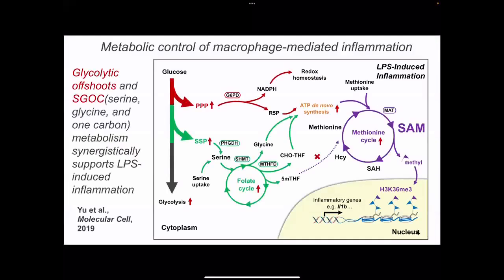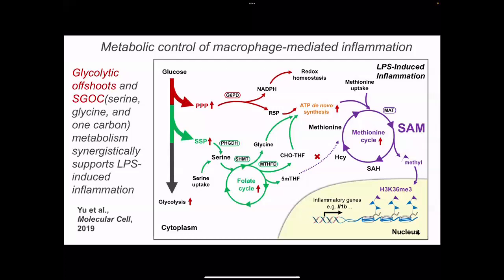So our group has previously identified adequate supplies of nonessential amino acids, such as serine and methionine, as being critically involved in the induction of inflammatory cytokines, such as interleukin-1. And we found that LPS activates the PPP pathway, which is the pentose phosphate pathway, the SSP pathway, which is the serine synthesis pathway, and the one-carbon metabolism. So we call it the SGOC metabolism network. And this network can synergistically drive epigenetic reprogramming for IL-1 beta expression.